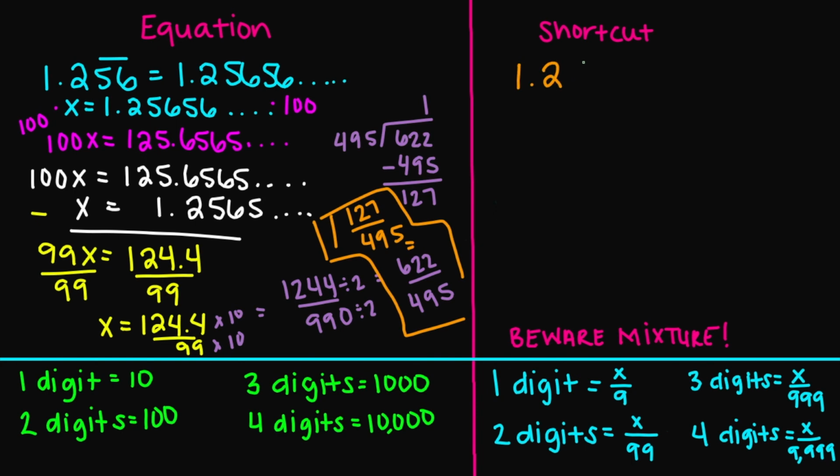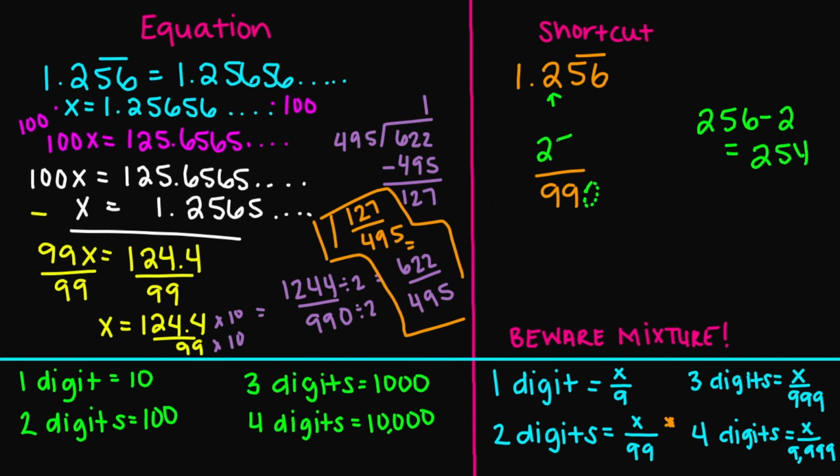So now let's look at the shortcut way. 1.256 repeating. Since I have two digits that are being repeated, I am going to get 99 in my answer. However, I do need to add a 0 because I have a 2 right in front of my repeating digits. So I'm going to add a 0 here for 990. And then I'm going to subtract. So we have 256 minus 2. This is going to be 254. So your numerator, you're going to get 254.